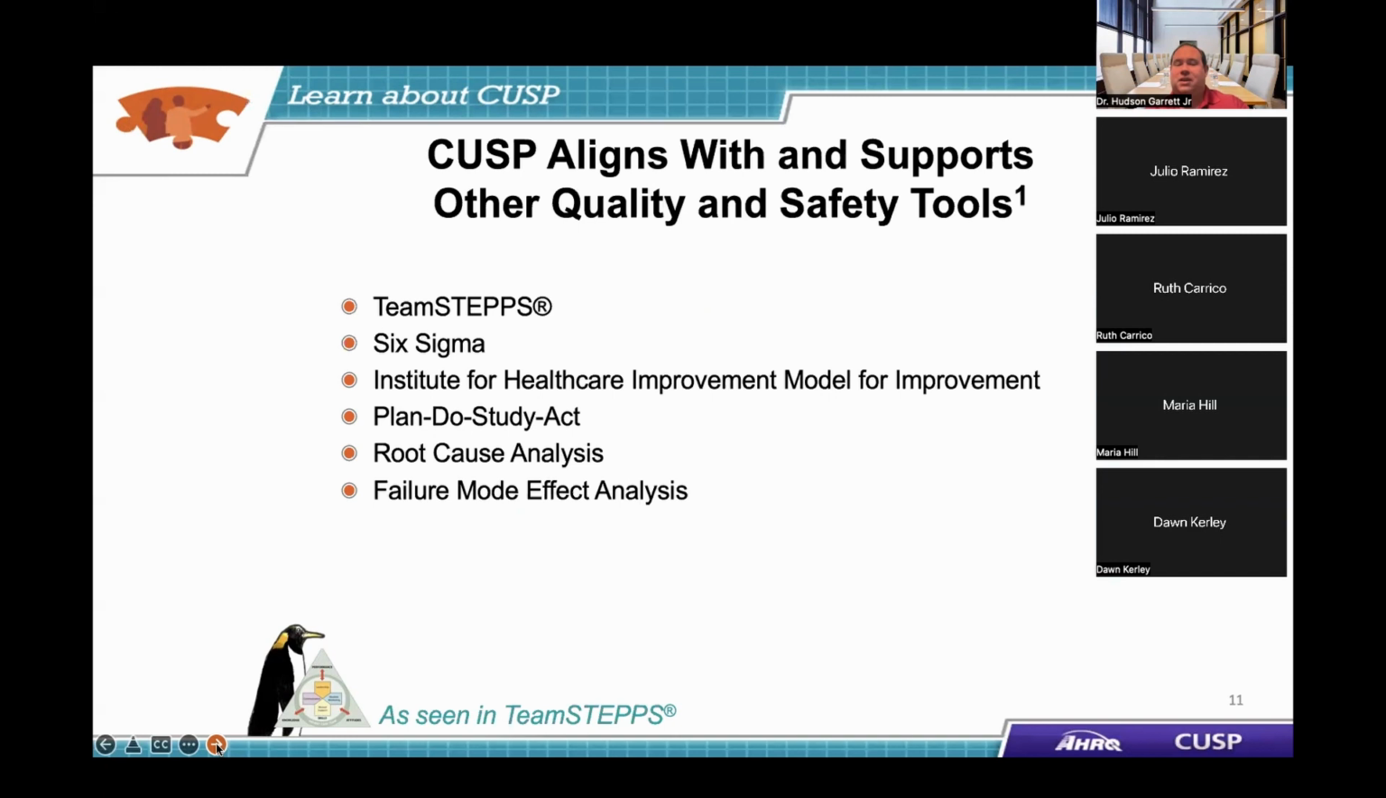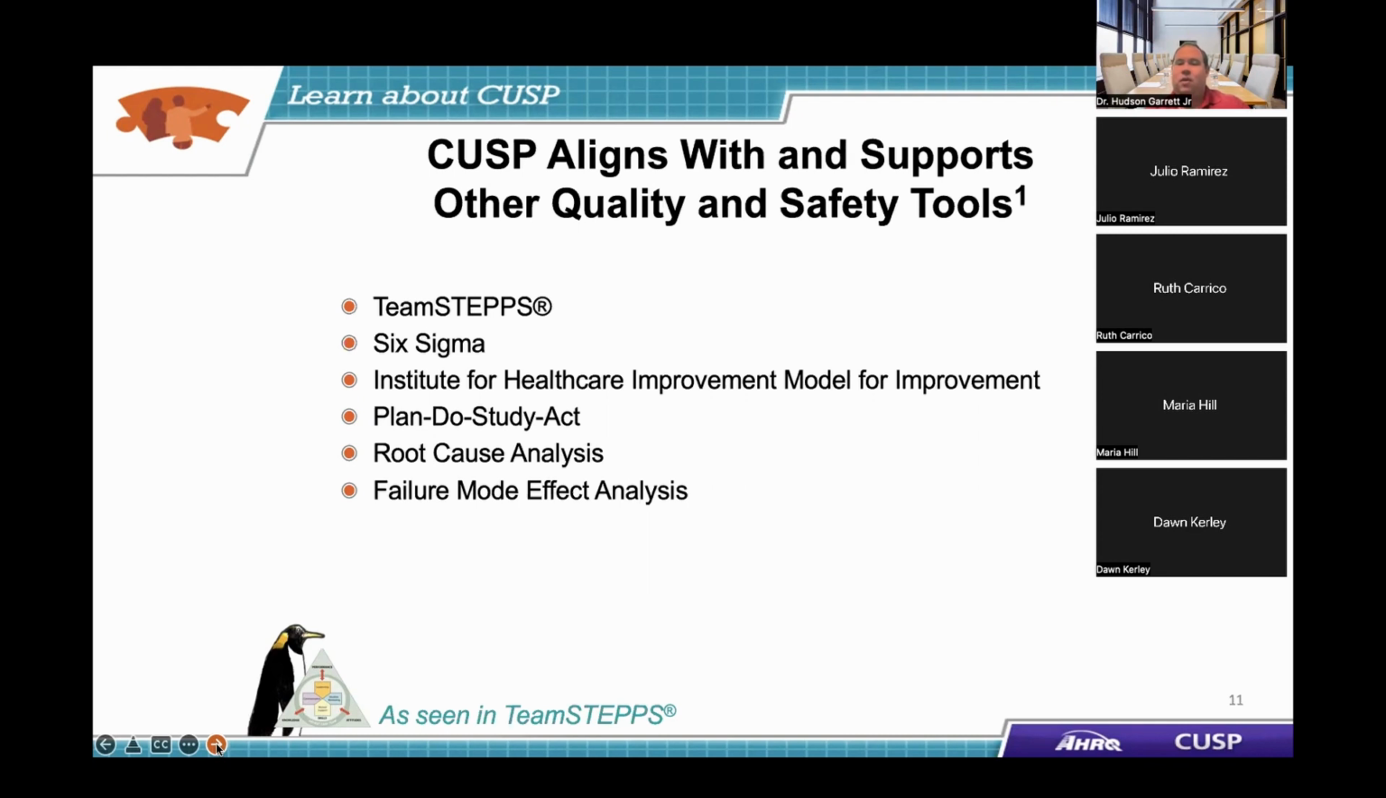So part of CUSP is aligning with other things that you may have been involved with, right? We've certainly been exposed to TeamSTEPPS. Many of you that have done some of my programs have been exposed to that. You've probably been exposed somewhat to Six Sigma. There's the Institute for Healthcare Improvement, there's PDSA, we've got our RCA process and our FMEA, right? When we're looking at our failure modes and effects analysis to really get to that root cause analysis. So the nice thing about CUSP is that if you've been exposed to any of these other things, it builds upon it.